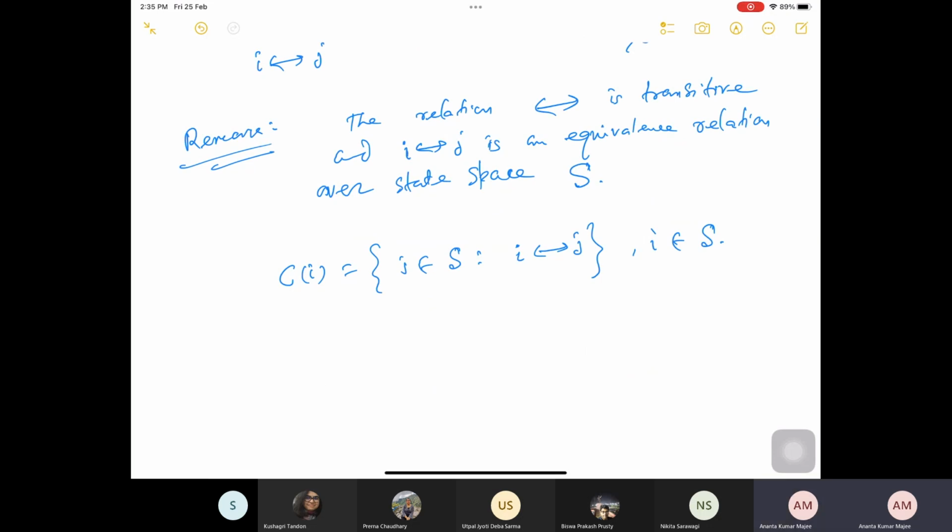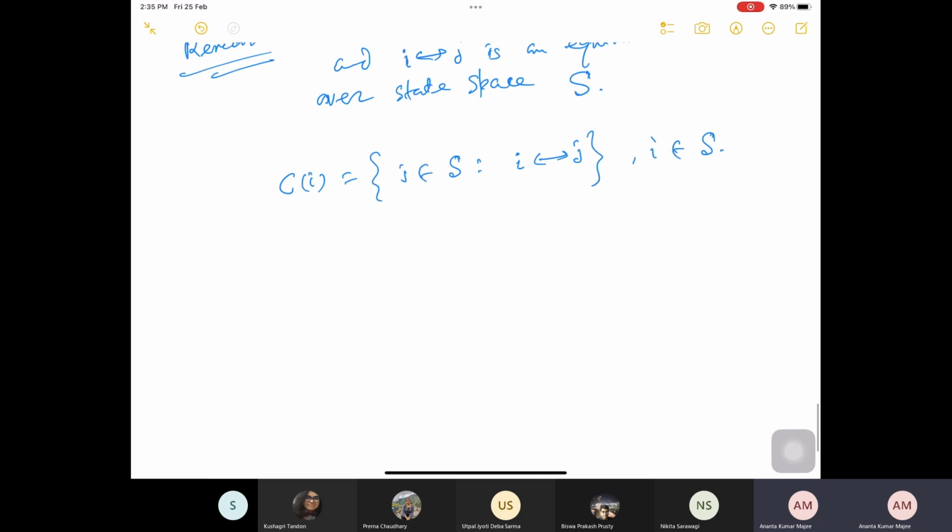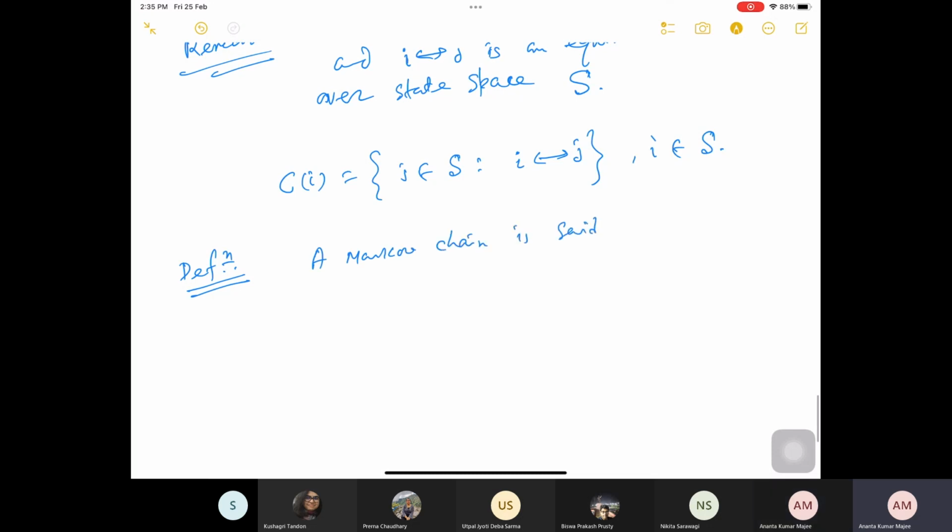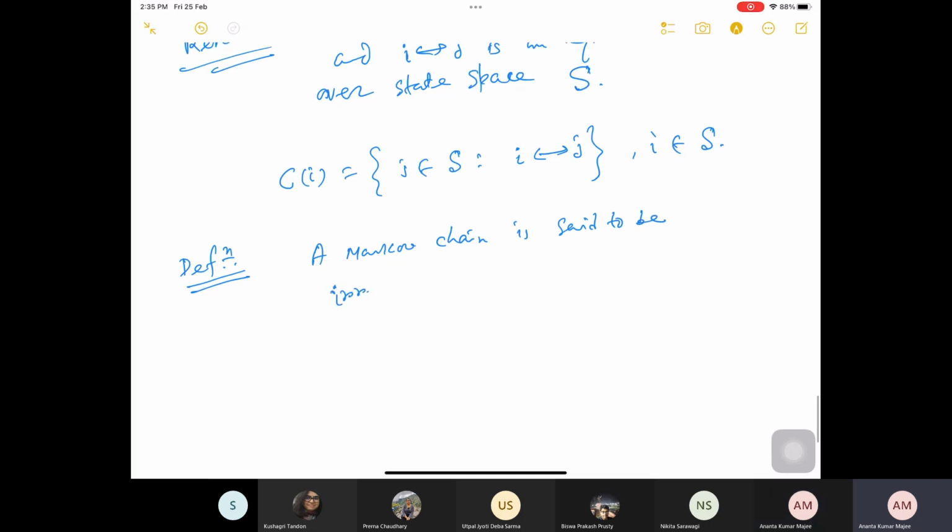With respect to this partition, we will have a characterization of a Markov chain that is called irreducible. So I am putting it as a definition: a Markov chain is said to be irreducible.